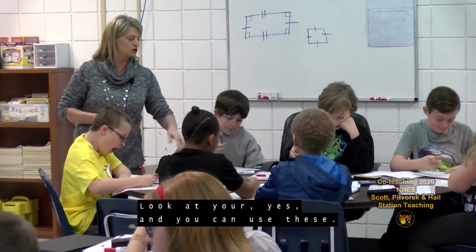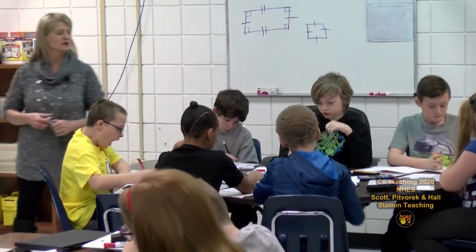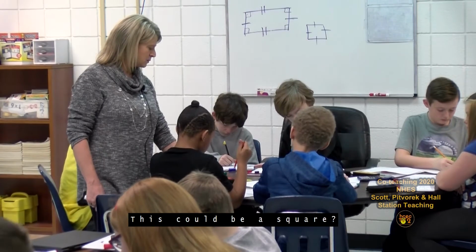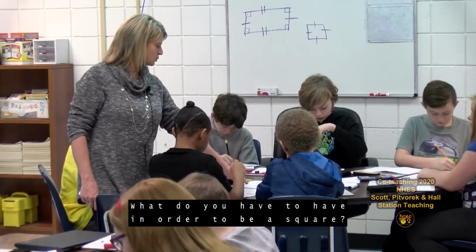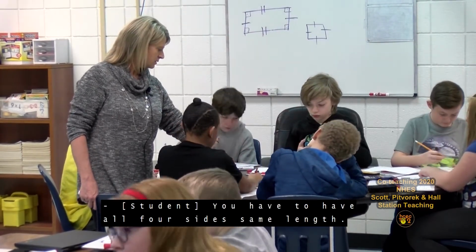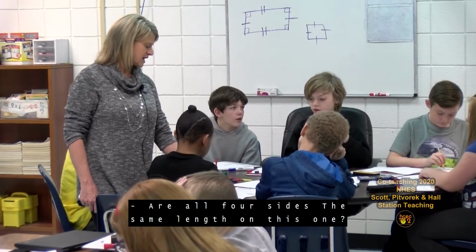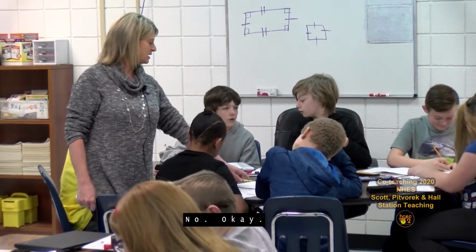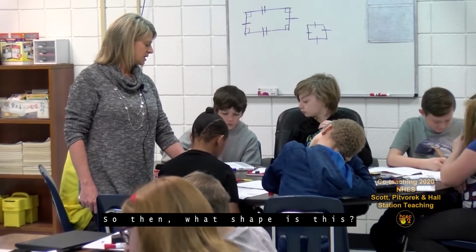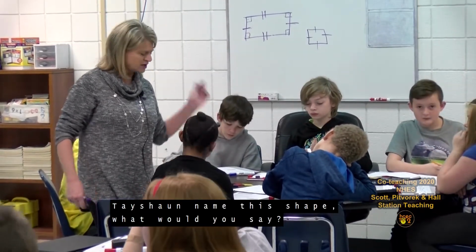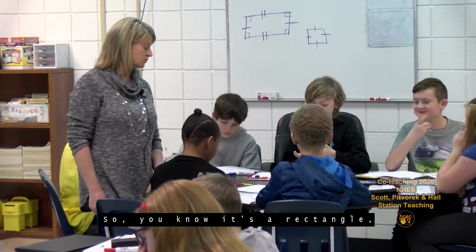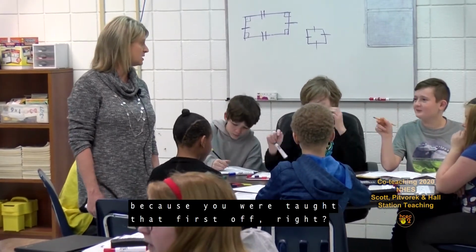You can use these. This can be a square. What do you have to have in order to be a square? You have to have all 4 sides the same length. Are all four sides the same length on this one? No, okay. So then what shape is this? If I said for $1 million, Tajon, name this shape, what would you say? You got it. So you know it's a rectangle because you were taught that first, right?